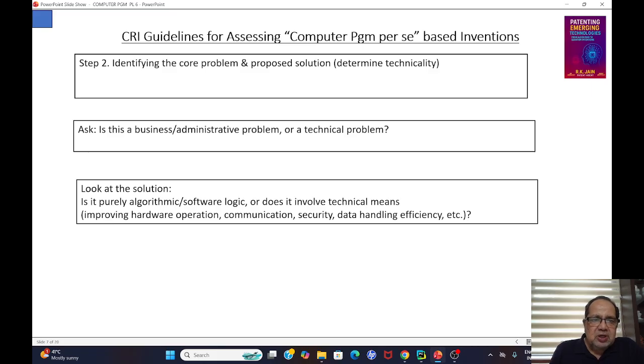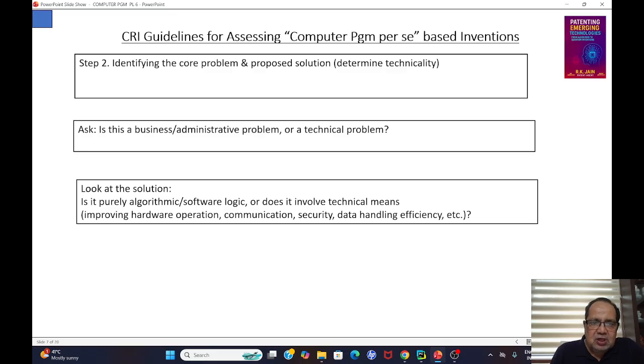This step identifies the core problem and the proposed solution being offered. The question for step 2 is: is this an administrative problem or a technical problem which is being targeted? And with respect to this problem, you look at the solution. Is it purely algorithm or software logic, or does it involve some technical means? How the solution is being implemented. So remember the structured approach, there were 4 things: technical problem, technical solution, how the solution is being implemented, that is the technical means, and the technical effect.